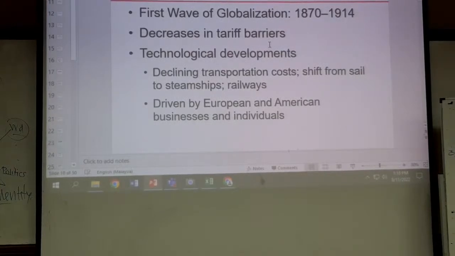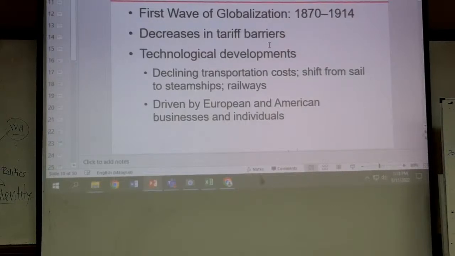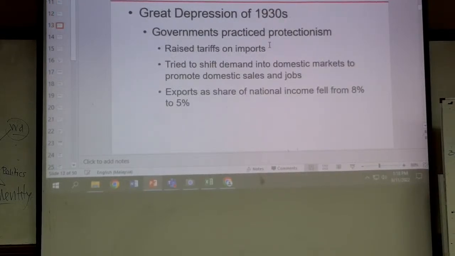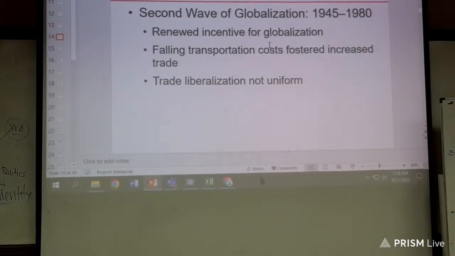First wave of globalization, 1870 to 1914. There's no rule to this. It depends on what you want to focus on. Because I can tell you, globalization did not begin in 1870. So it doesn't matter what year. 1930s, 45, 80. I can say 45 until 86, or until 1982, or 1989 when the Berlin Wall collapsed. Doesn't matter which year. There's no fixed rule. It depends on your emphasis.